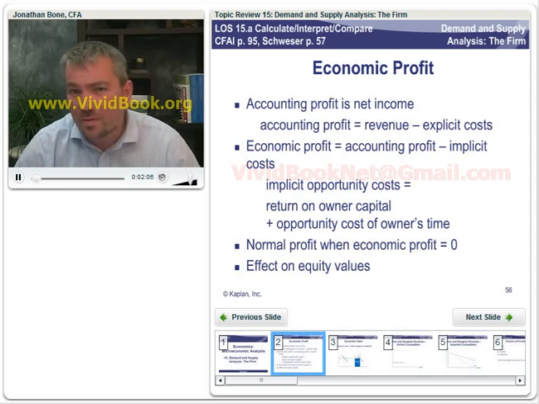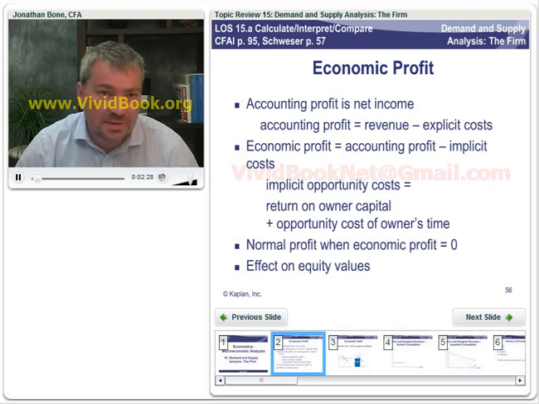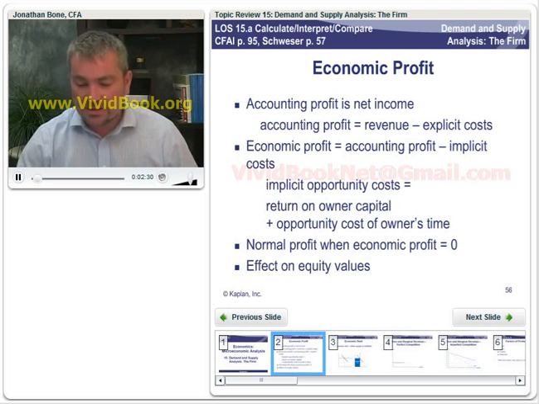Now, normal profit is simply economic profit that equals zero. In other words, zero economic profit does not mean zero accounting profit. We'll still have a positive accounting profit even if our economic profit is zero. Will it have an effect on equity values? Well, of course it will, because if we're earning economic profits, we're exceeding the investor's required returns, and therefore prices should rise.